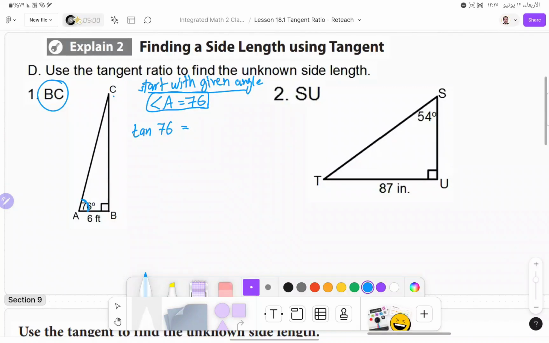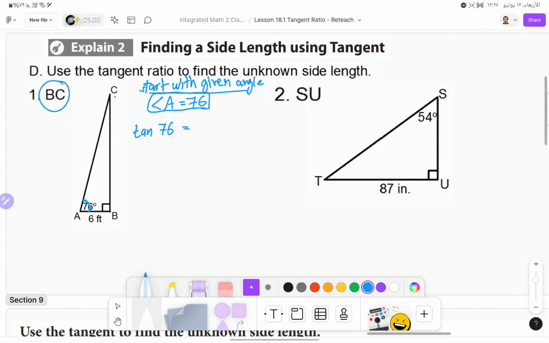So 76 is this angle. Which side is opposite to this 76? It's this side here, which is BC, which I need to find, over the adjacent. We know that this side here, AC, should be what? This one is the hypotenuse because it's opposite to the right angle.